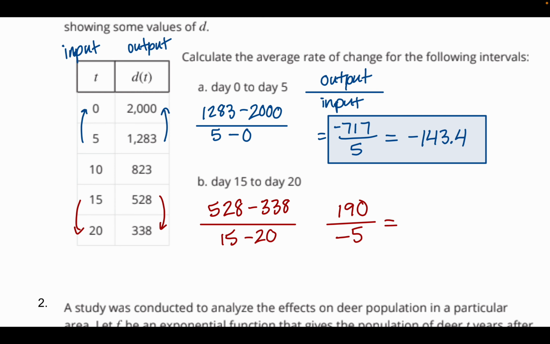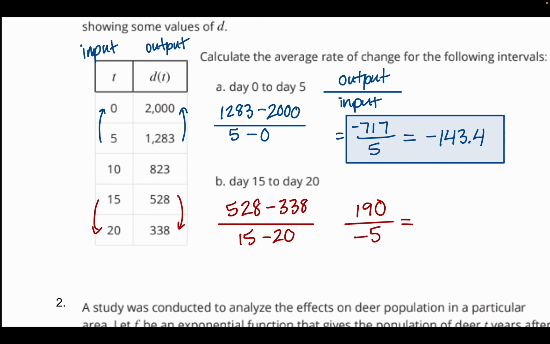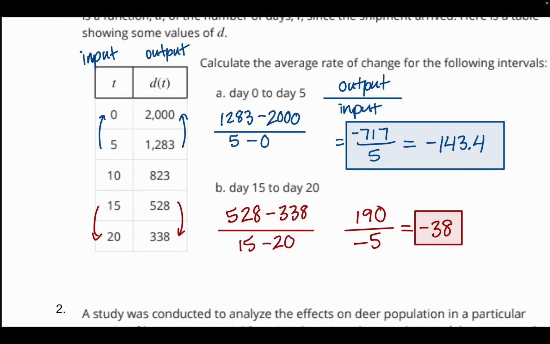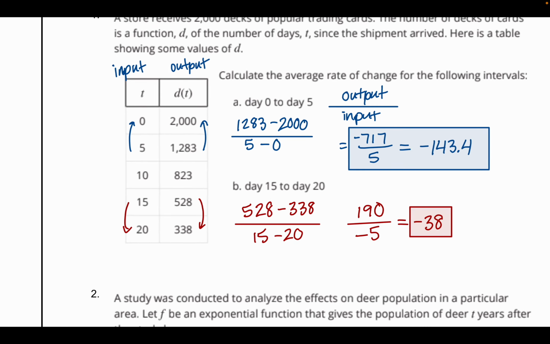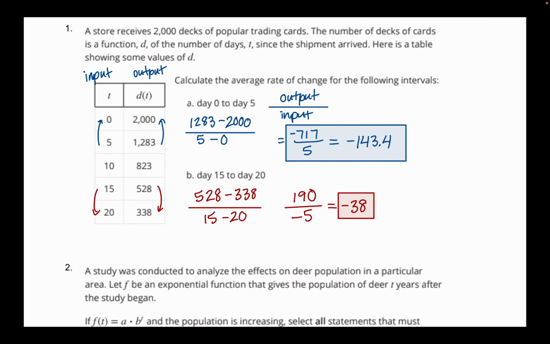So let's put this into a reduced form because it will reduce since 190 should be divisible by 5. If we reduce this, this is actually going to give us a whole number, and it is going to be a negative, so negative 38. Now this is going to be the only acceptable answer for this because it's both the reduced fraction and what would be our decimal answer. So negative 38 is our average rate of change for days 15 to 20.